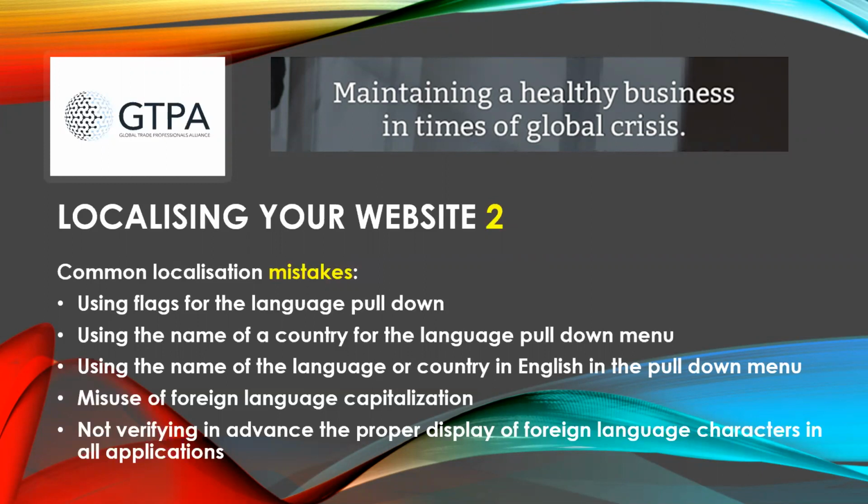If you're using the name of a country for a language pull down message, a menu rather, that can also be a problem. So again, flag, country, you're limited to that particular demographic. And people outside of that demographic who speak that language could have a problem with that. And again, if you're writing the name of the language in English, well, you're rather defeating the object, aren't you? Write it in the language that it is.